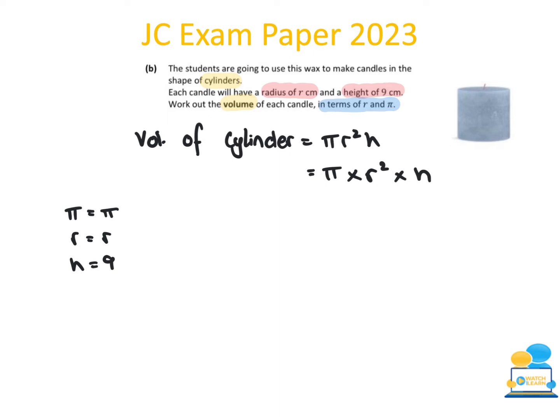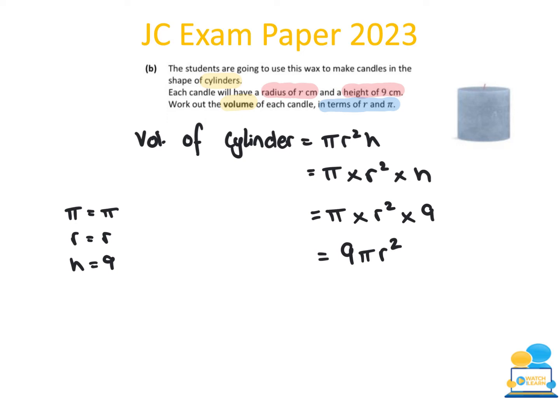So now inputting these values into my formula, pi, I'm just going to use pi again. R is just going to be r squared and then multiplied by h, which is 9. So if I can tidy this up as best I can, pi multiplied by r squared would be pi r squared, and then pi r squared multiplied by 9, we can just put the 9 in front and write it as 9 pi r squared.